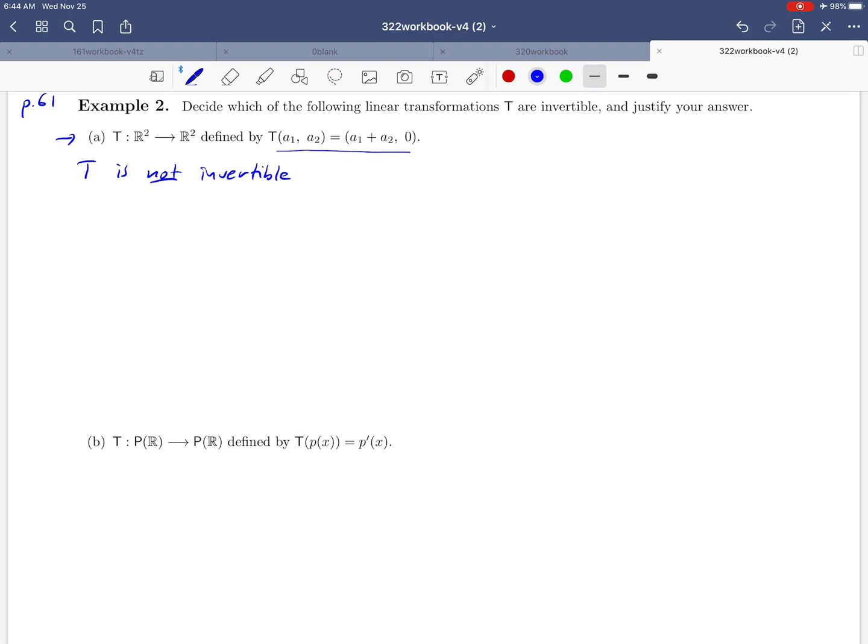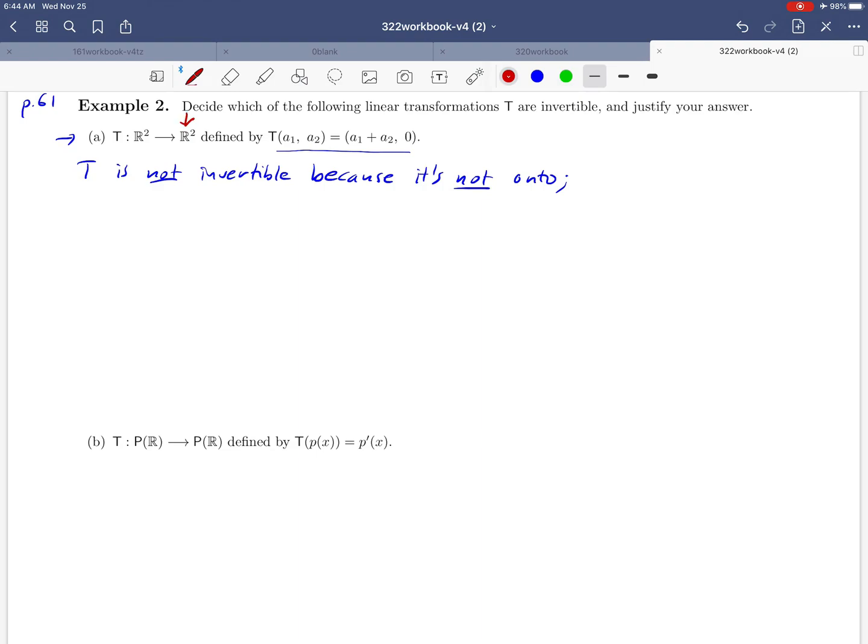Okay, why might that be? Well, remember that to be invertible, the function needs to be both one-to-one and onto, and I claim that this is not invertible because it's not onto. Okay, so let's think about what that means, not onto. That has to do with whether or not we can hit everything that's in our codomain.